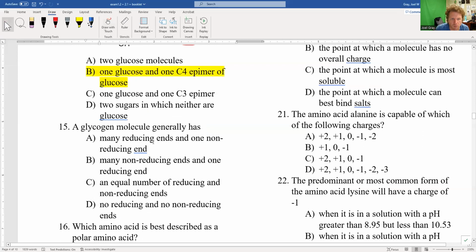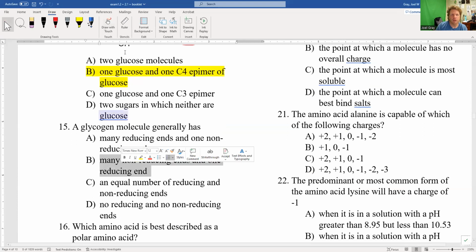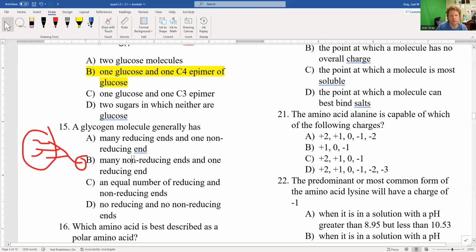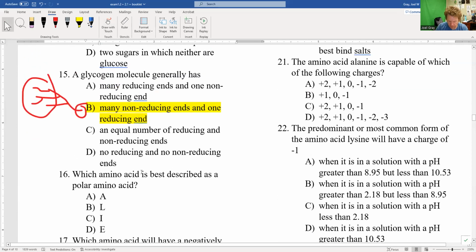15, a glycogen molecule generally has A, many reducing ends and 1 non-reducing end, B, many non-reducing ends and 1 reducing end, C, an equal number of reducing and non-reducing, or D, no reducing and no non-reducing. Okay, so this is effectively asking what a glycogen molecule looks like. This is a reducing end. All of these ends are non-reducing ends. So our best answer is many non-reducing and 1 reducing end. So B is our best answer. Number 15 is B.